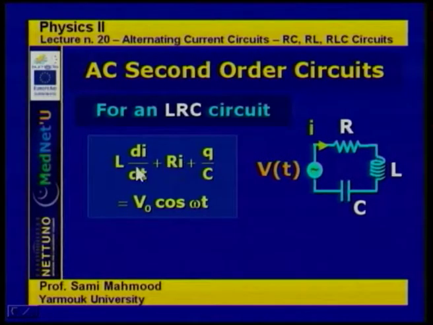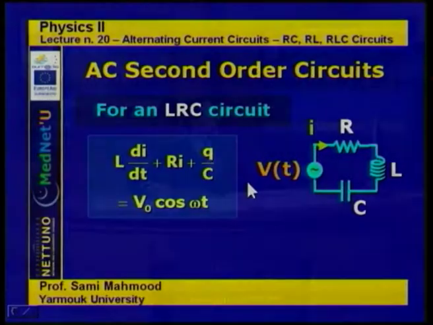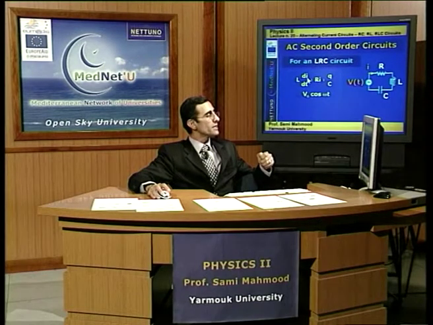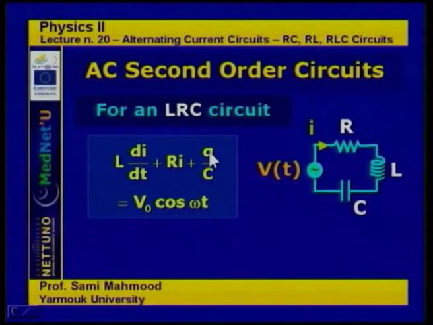And notice that here I and Q are correlated by a first derivative, where I is equal to dQ by dt. So we have now both I and Q. We cannot do that. So we can differentiate all over with respect to t in order to homogenize these variables to obtain only one variable. So if we differentiate, this will be the second derivative of the current. This is the first derivative of the current, and dQ by dt is simply the current.